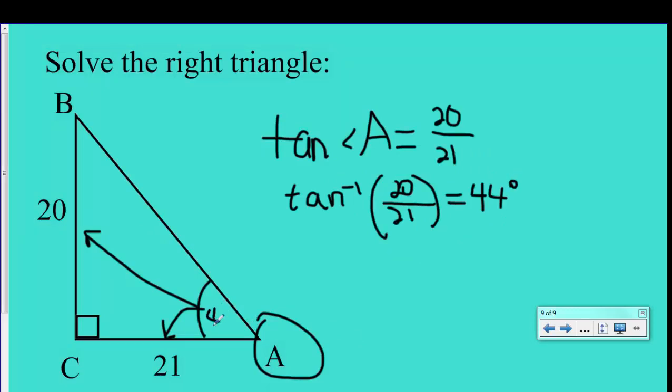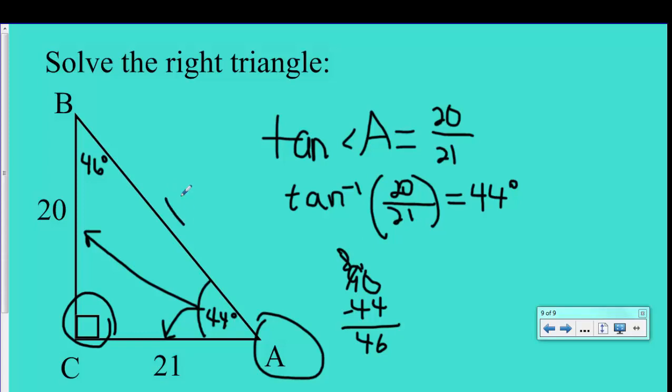Now that we know this angle is 44 degrees, again we have 180 minus the 90 will give us 90 degrees left for these two angles A and B. If we take 90 and subtract 44 degrees, we get 46 degrees left for angle B. In any one problem you have to solve the triangle, you should only have to have two trig ratios total used in the problem. Now I'll find the hypotenuse, side x, using a trig ratio.